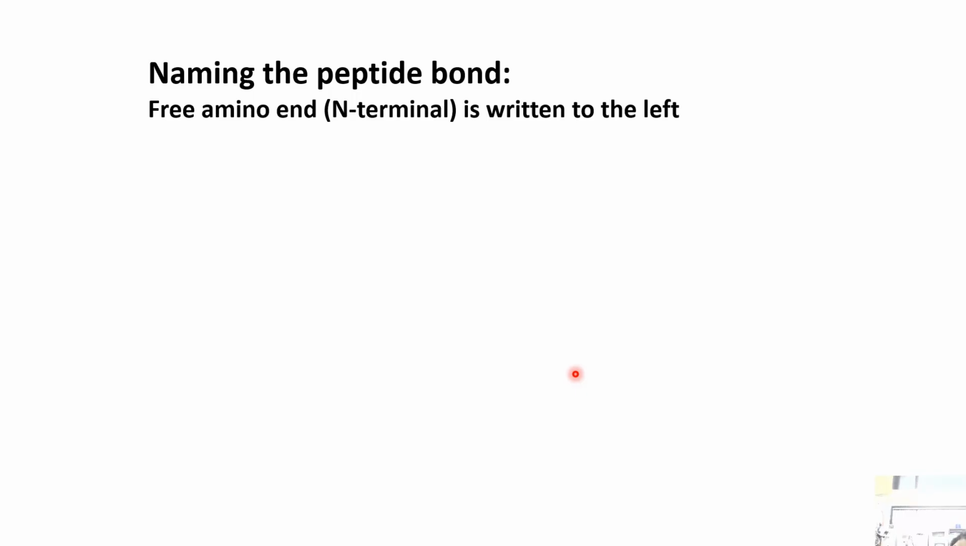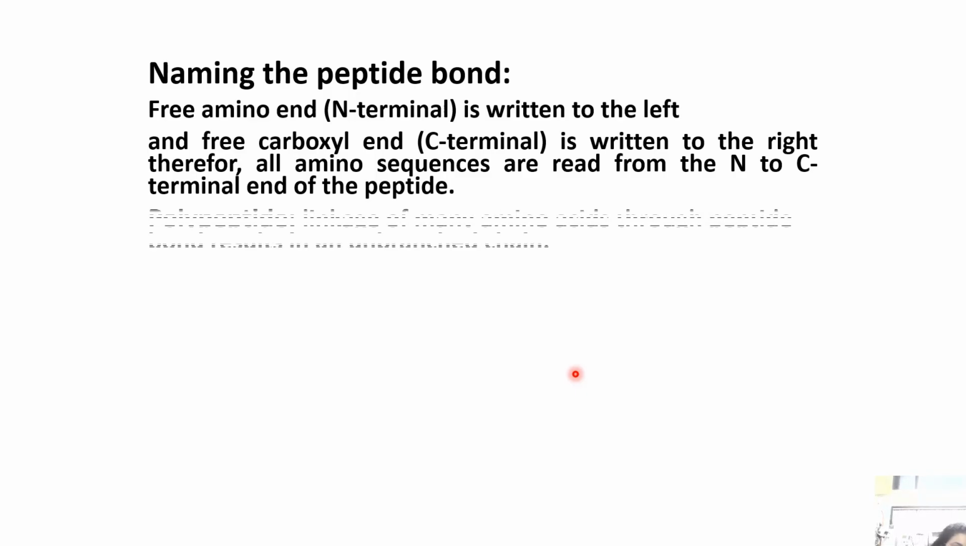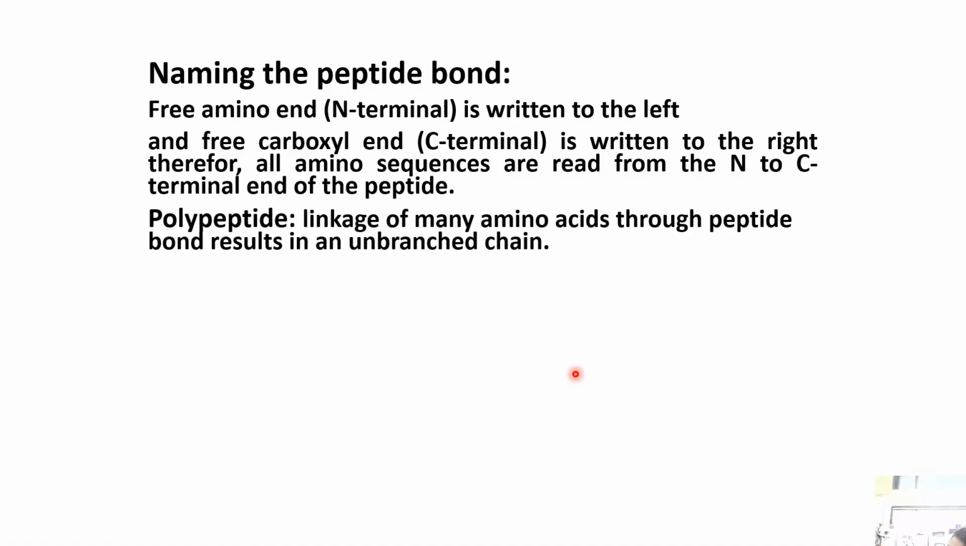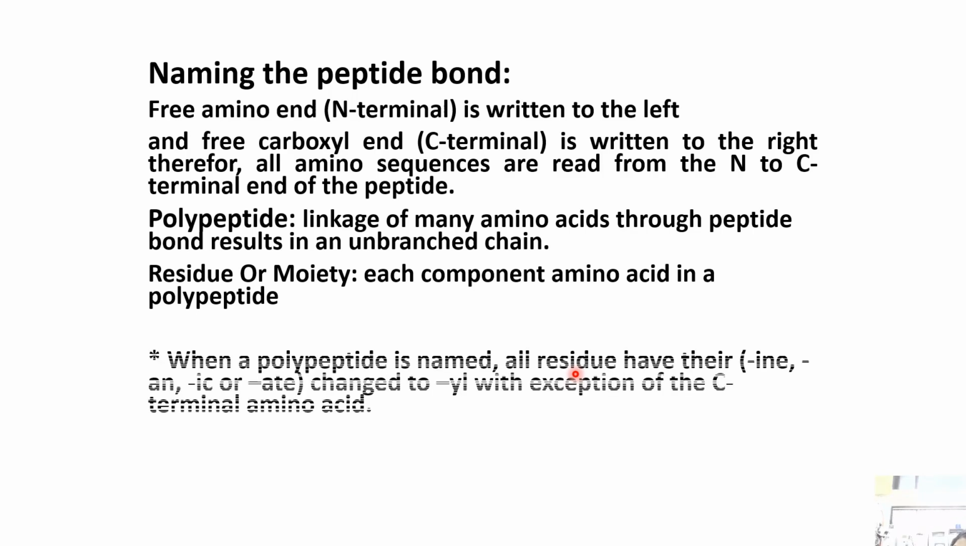Now, how to name the peptide bonds? If there is a free amino terminal to the left, that is the N terminal, and a free carboxy terminal to the right, that is the C terminal. All amino acids are read from the N to C terminal end of the peptide. A polypeptide is a linkage of many amino acids by peptide bonds, resulting in an unbranched shape. The residue or moiety is each component amino acid in a polypeptide. So when a polypeptide is named, all residues have their -ine, -ic, or -ate changed to -yl, with the exception of the C terminal amino acid.